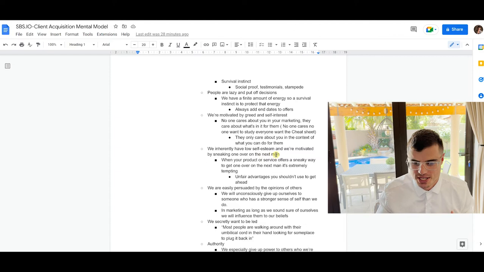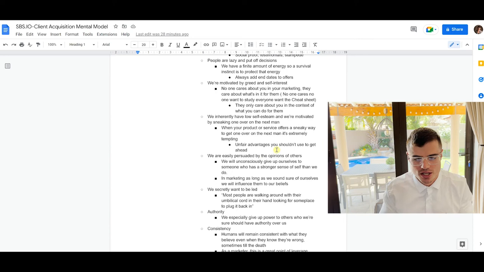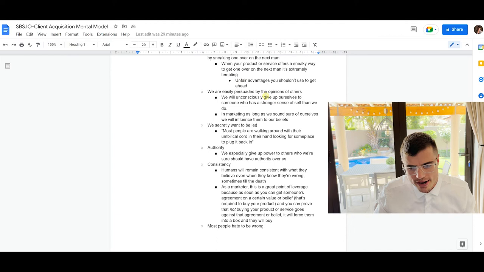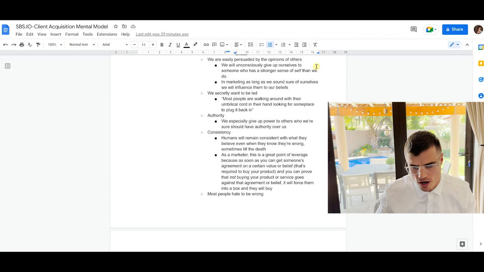We inherently have low self-esteem, because we're motivated by sneaking one over the next man. There is dark energy and there is light energy, and when you know how to mix these two at the right times and not lean too much to one side, there is a dichotomy that you need to manage. You should never use unfair advantages to get yourself ahead. We are easily persuaded by the opinions of others. This is true, because Steve Jobs said, if they think you are rich, they think you are right.